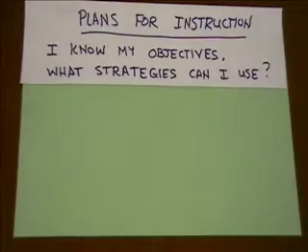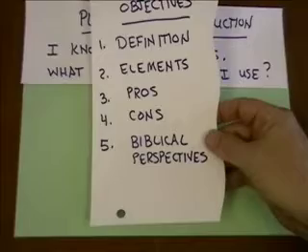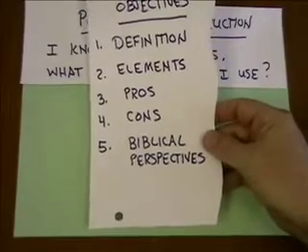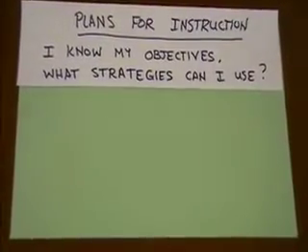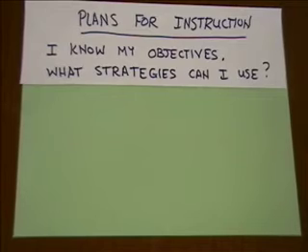My objectives, of course, were definitions, elements, pros, cons, and biblical perspectives. So I know my objectives, but what strategies can I use? How can I go about getting this across to my students? Notice, I haven't started writing lesson plans yet. I'm still thinking, I'm still brainstorming, I'm still writing down ideas.